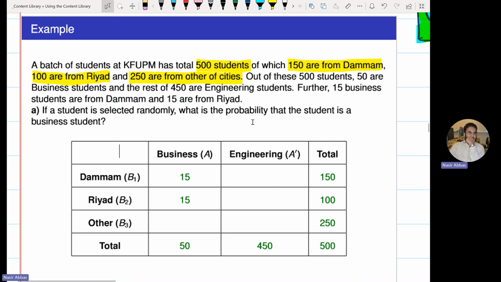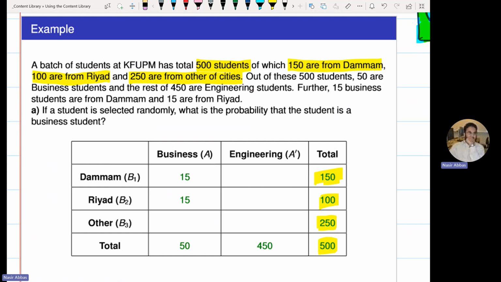Good. This is one way of categorization. And you see this information here. I have a total of 500, 150 from the MUM, 100 from Riyadh, and the remaining 250 from other cities. What if this part of the statement was not given? You can get it from the remaining numbers, right? If there are 150 from the MUM, 100 from Riyadh, of course, the remaining are from other cities.